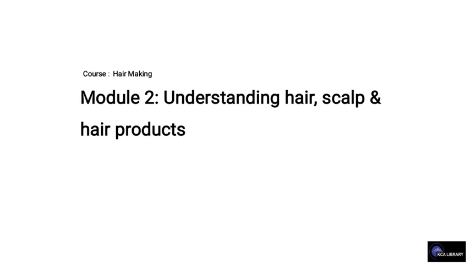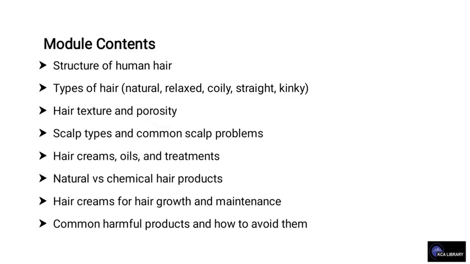Hello, welcome to class. Today we will be learning from module 2 of hair making, and the topic we'll be considering is understanding hair, scalp, and hair products. We'll be looking at the structure of the human hair, the types of hair, hair texture and porosity, scalp types and common scalp problems, hair oil, creams and treatments, natural versus chemical hair products, hair cream for hair growth and maintenance, and lastly, common harmful products and how to avoid them.